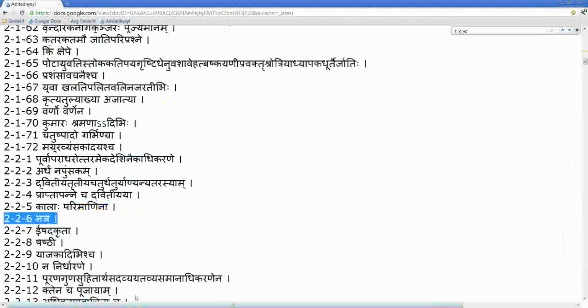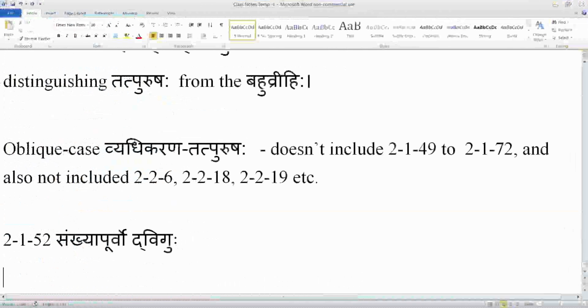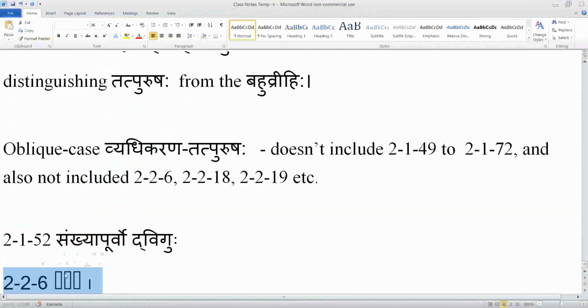Since the book is giving us a review right now, we're just following the book. So this negation tatpurusha is 226, nai. Only one sutra. Okay. So we'll come to these later on.